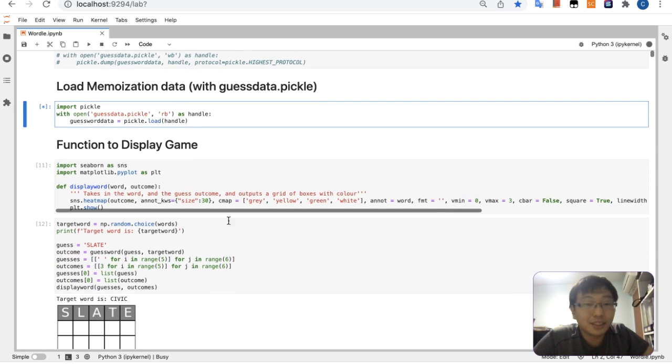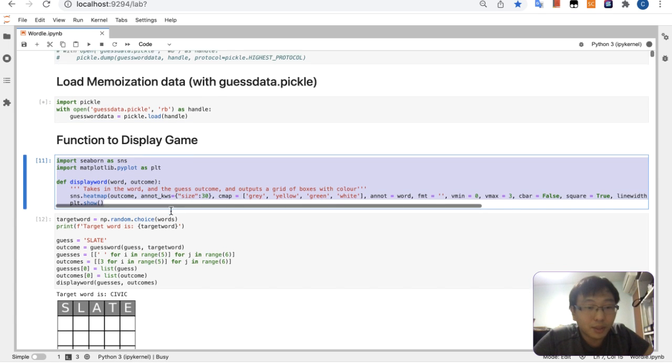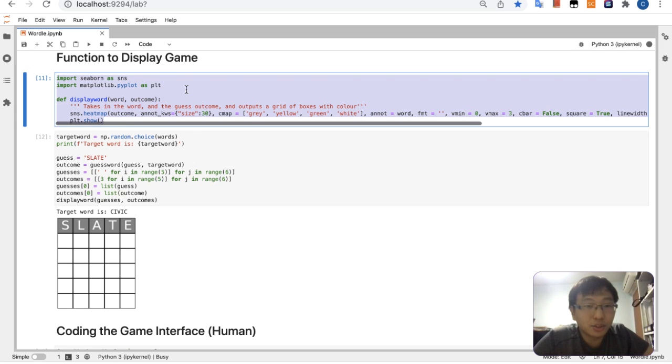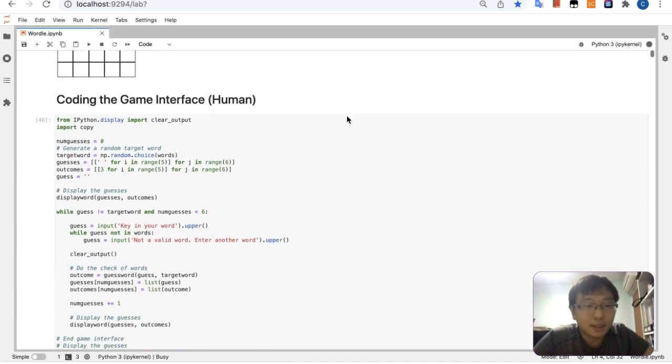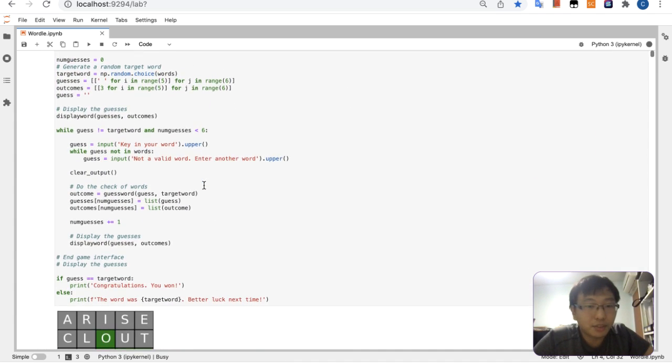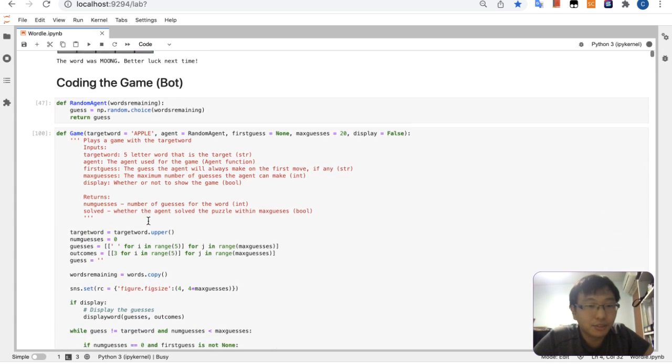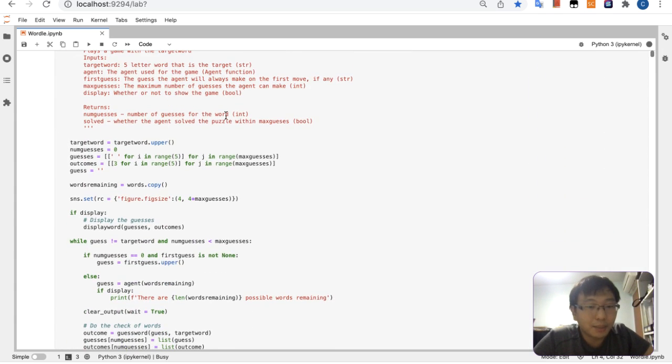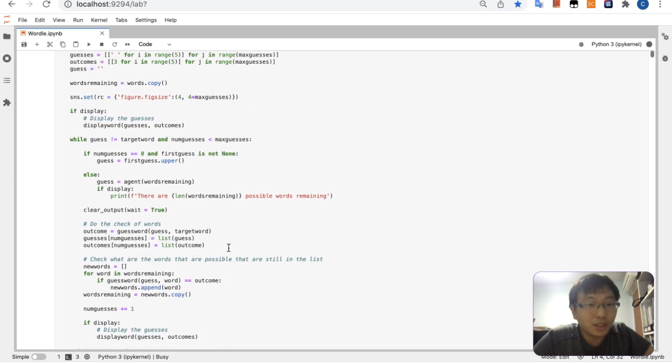Since I'm waiting, let me just go through what was done. This basically uses the seaborn heat map to print out the board state, the guesses as well as the outcomes. Outcomes are the colors: 0 is gray, 1 yellow, 2 green, and 3 white. Then this is the game interface for playing by yourself, for the board.